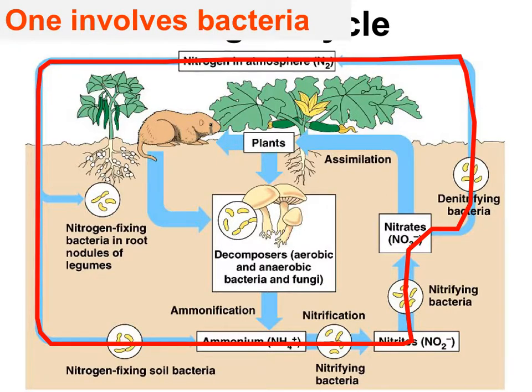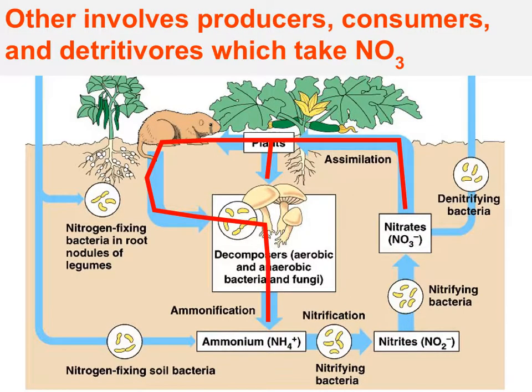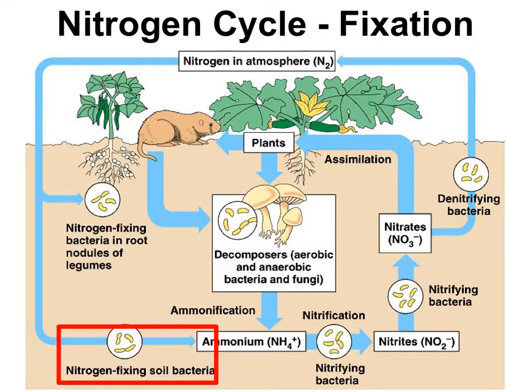So you see the atmosphere, then nitrogen-fixing bacteria, then nitrifying bacteria, and then denitrifying bacteria. Lots of bacteria. Then the other loop involves our producer plants and consumers and detritivores. And then this nitrogen can keep on cycling back to the soil and in the food web. So you see that plants take up nitrates, NO3, from the soil, and then decomposers put ammonium, NH4, back into the soil.